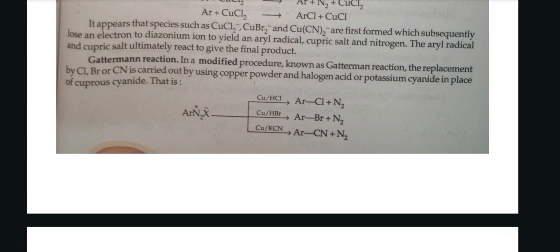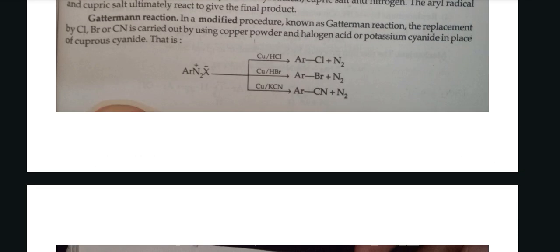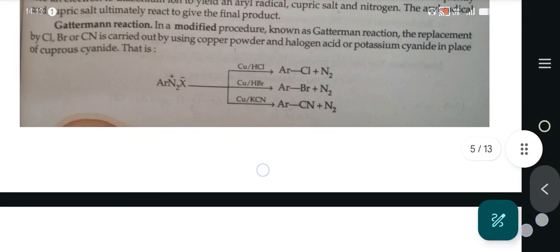Gattermann reaction. It is a modified procedure known as the Gattermann reaction. The replacement of Cl, Br and CN is carried out by using copper powder and halogen acid or potassium cyanide in place of cuprous cyanide, that is ArN2+ X negative. First, the reaction with copper plus HCl gives ArCl plus N2. Copper plus HBr gives ArBr plus N2, and the same with copper plus KCN gives ArCN plus N2.